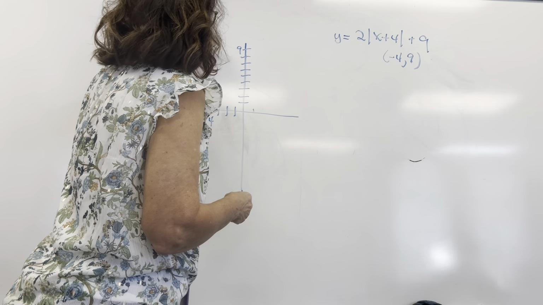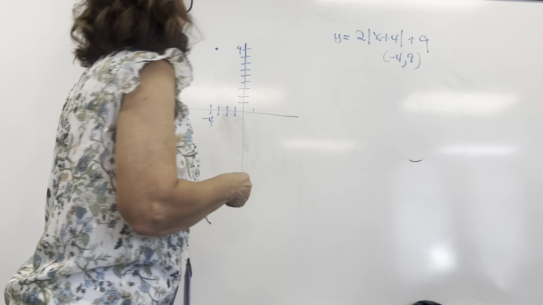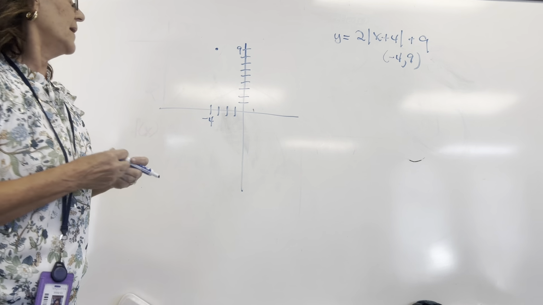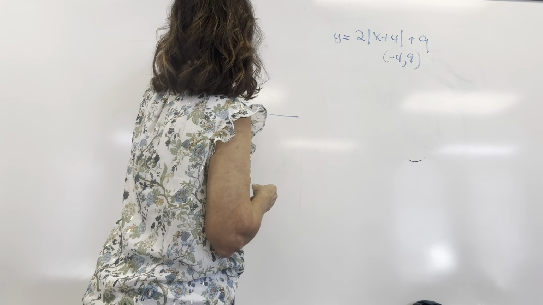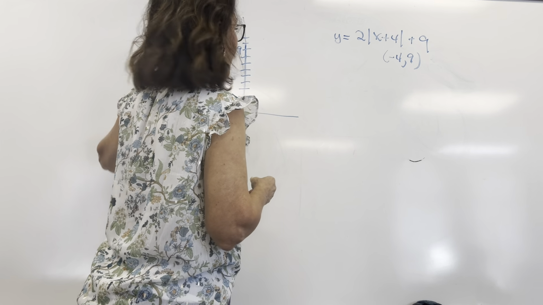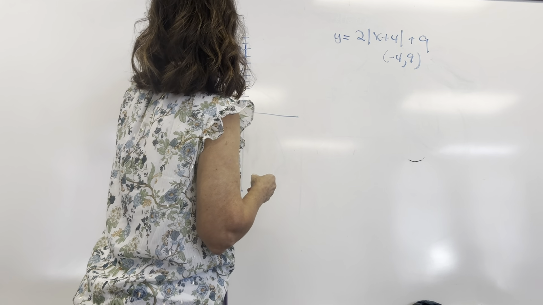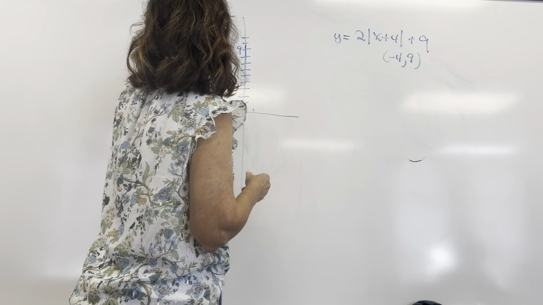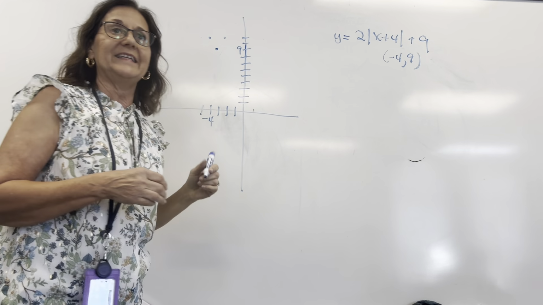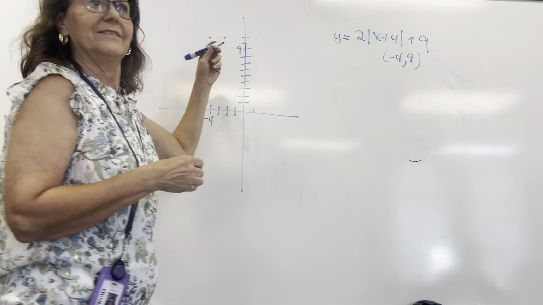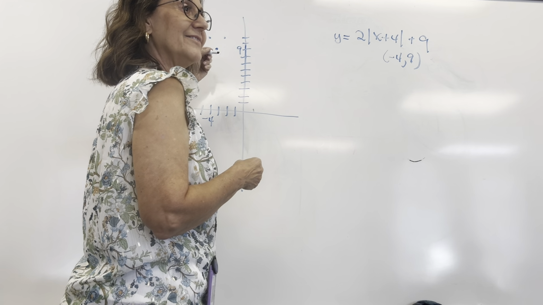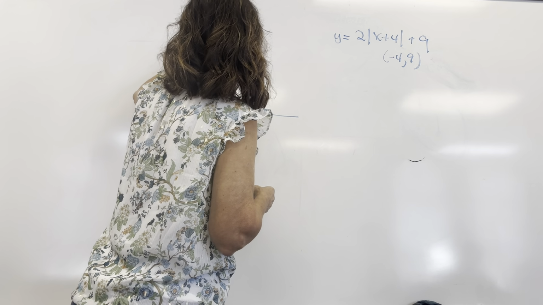So here's my vertex. Does it open up or down? Up. And what's the slope? I rise 2 as I run 1. It's like a deer. Y'all, do y'all see a little deer? No. Little reindeer. Okay, use your imagination.